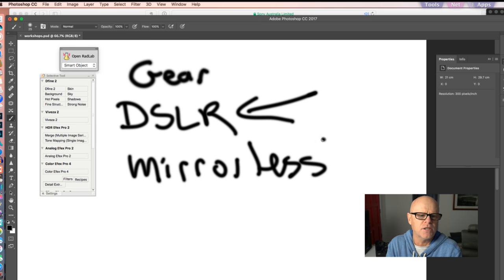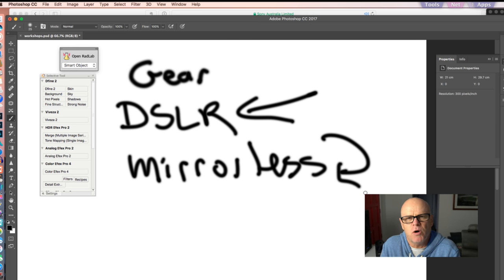I've moved more to mirrorless, and there's reasons why I've done that. We'll talk about that now, but the reason I did it was mostly because of weight. As I'm getting older, I was just getting too sore lugging around all this heavy gear, so I've tended to go more towards the mirrorless area.